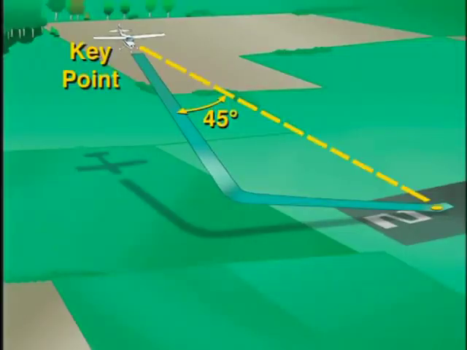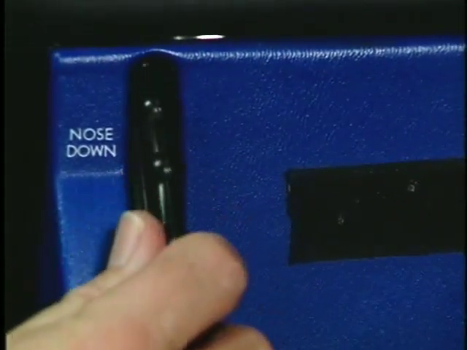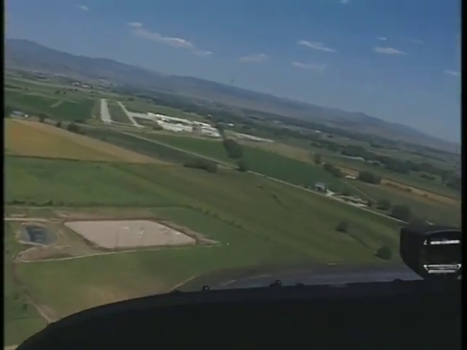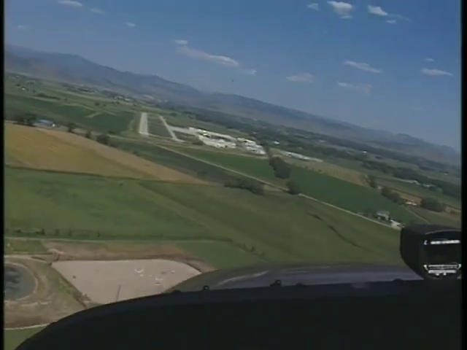Once you arrive at the base leg key position, which is 45 degrees from the intended landing position, lower your flaps as necessary and retrim the aircraft to maintain best glide speed. The turn to final is timed so your rollout is aligned with the center line of the runway.